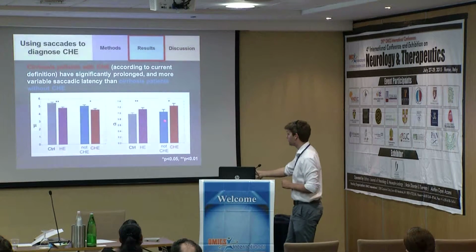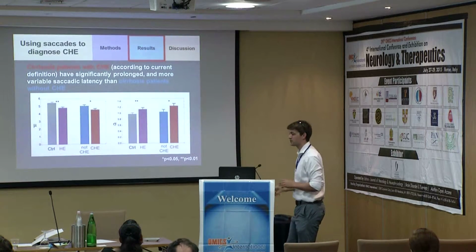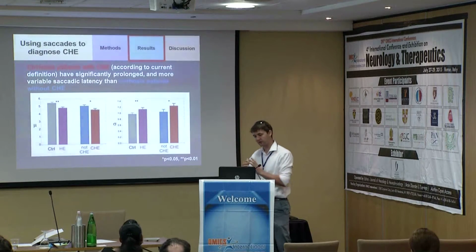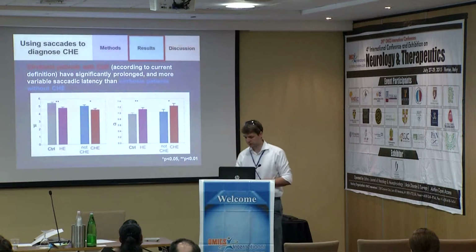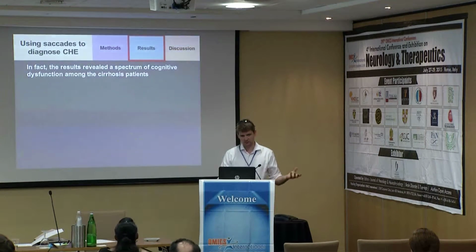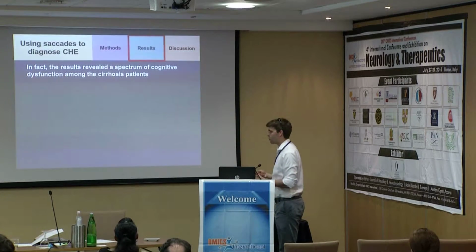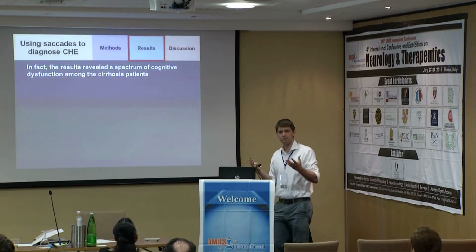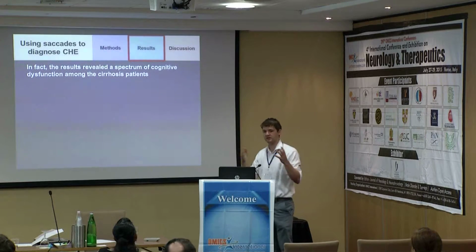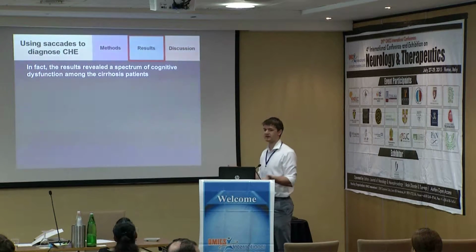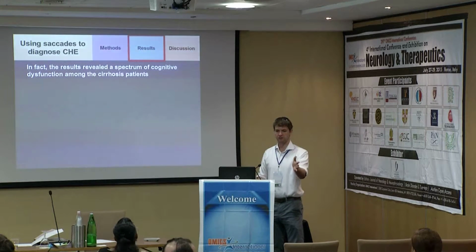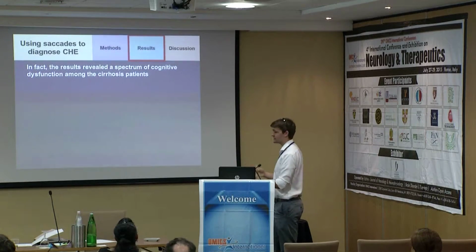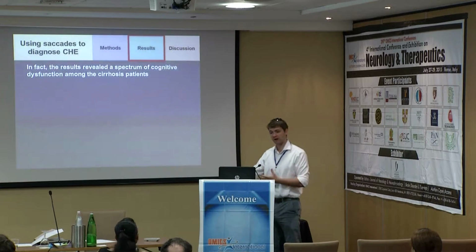And again, they're more variable as well. The sigma, the spread of the distribution, is wider. So it's delayed and more variable. And in fact, what we're revealing is more of a quantitative measure of cognitive dysfunction rather than a qualitative measure. I mean, the psychometric tests basically just tell us you have covert hepatic encephalopathy or you do not. But what we're actually getting is a number of how delayed their reaction times are.